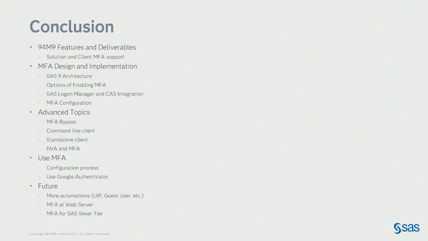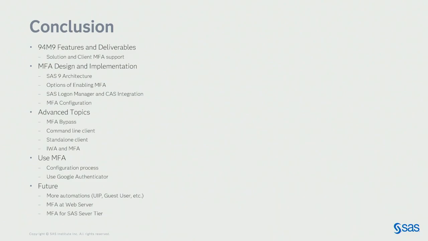So what's next? We're going to do some more automation. We'll support other types of authenticators, providers. We're going to support UIP for multi-factor authentication. We're also working on a significant effort to support multi-factor authentication on the server tier. Most of the things I'm talking about are middle tier centric. We have server tier multi-factor authentication ongoing, coming up pretty soon. In the middle tier, we're also investigating whether we should support MFA in the web server layer.